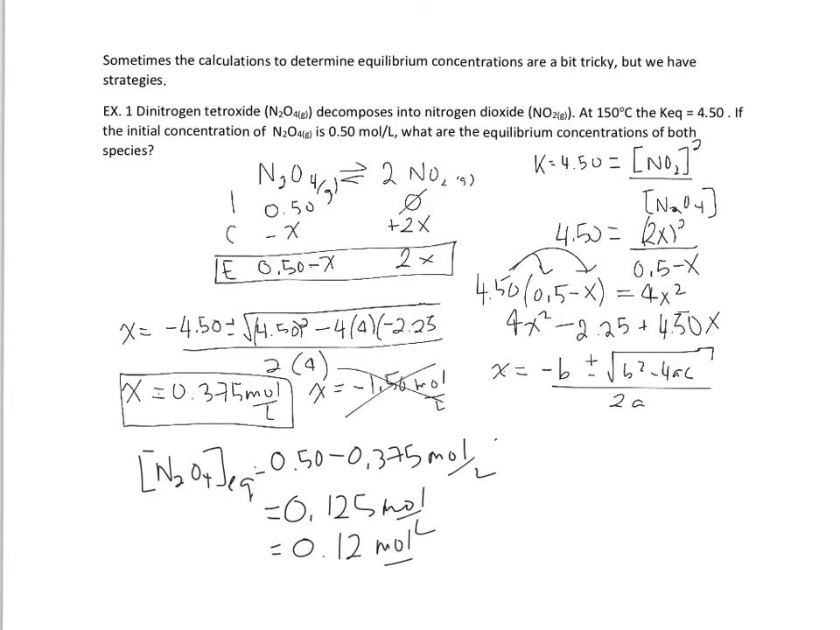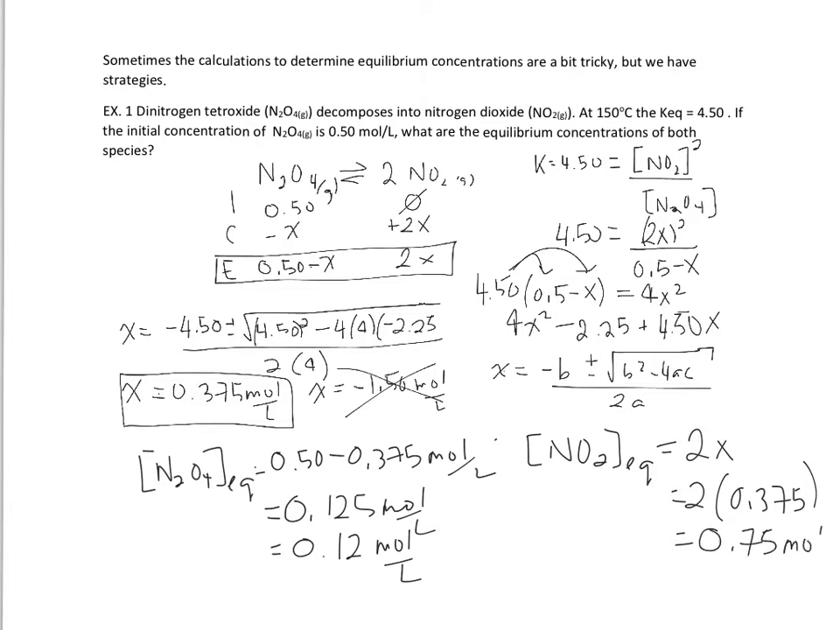0.12 moles per liter, and then 2x is our equilibrium concentration of nitrogen dioxide. So 2 times 0.375, 0.75 moles per liter. So you can use the quadratic equation for some of the tricky ones, but if we don't have to, if there's another alternative method for solving, then we will use that. And guess what? There is.